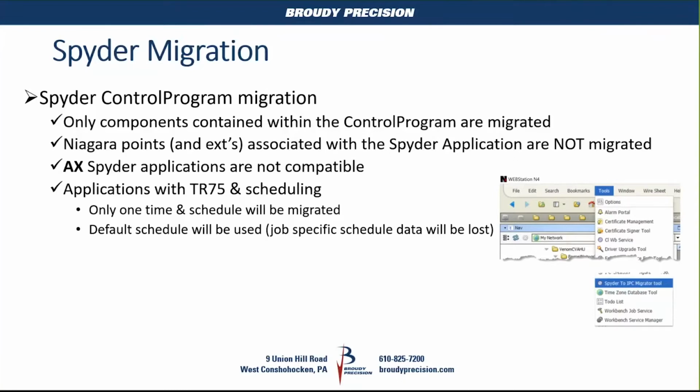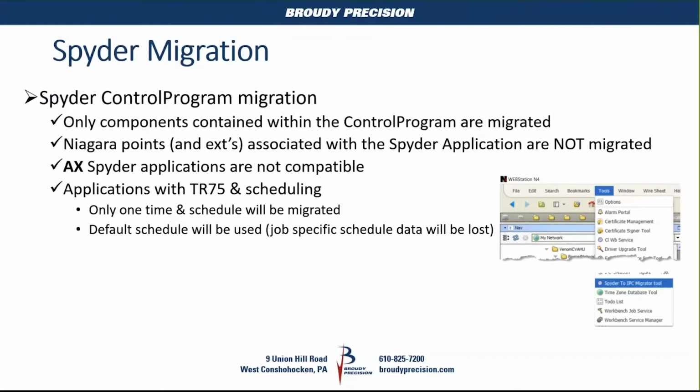You cannot migrate AX Spyder applications. You have to migrate stations up to Niagara 4 and then do the migration from the Niagara 4 version of those applications. So it's not that big of a deal to have to move them forward to work with them. I think most of you do that anyway when you're working with Niagara 4 and you want to use your old AX library of Spyder applications.